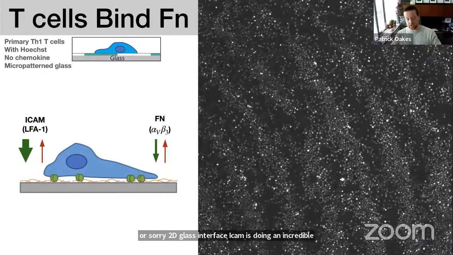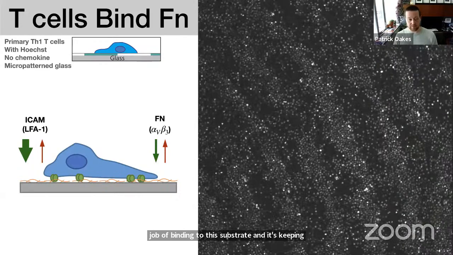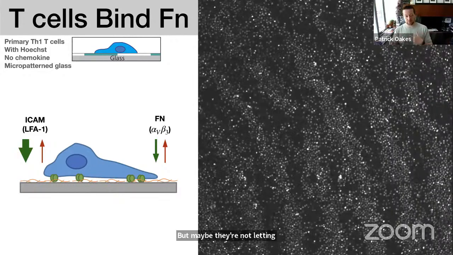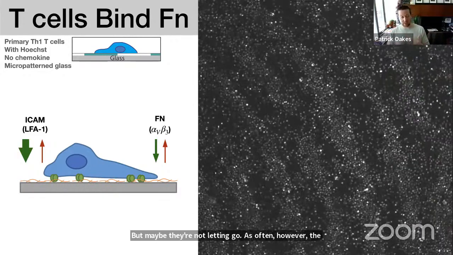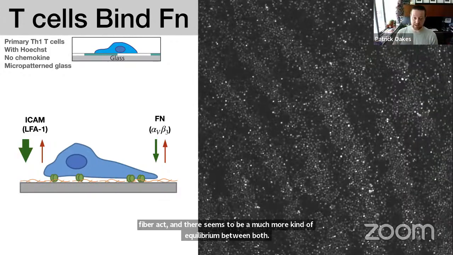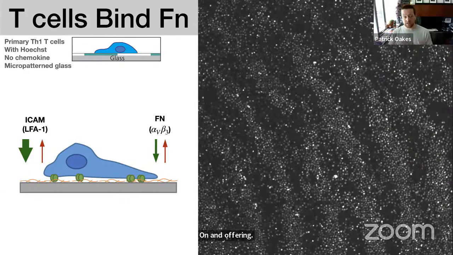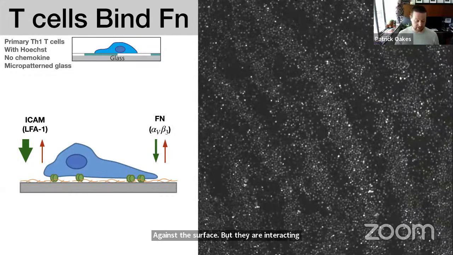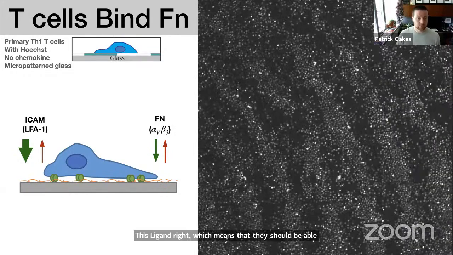And so there's a really good on rate, but maybe they're not letting go as often with the LFA1. However, with the fibronectin, there seems to be much more of an equilibrium between both on and off rate. And so these cells aren't spending a lot of time pressed down against the surface, but they are interacting transiently with this ligand, right? Which means that they should be able to use it productively to actually migrate.